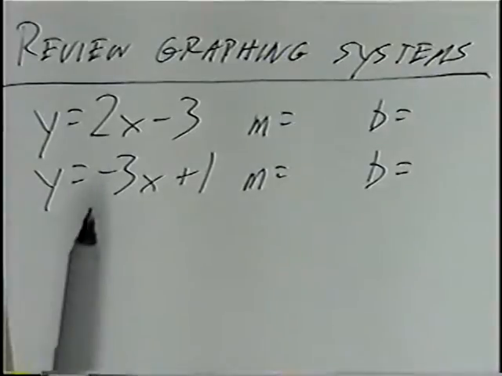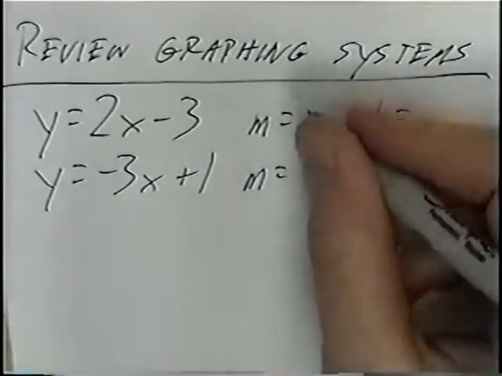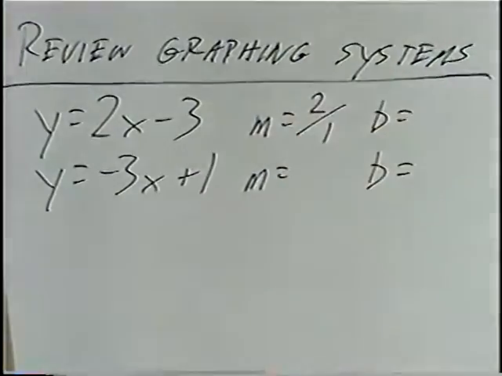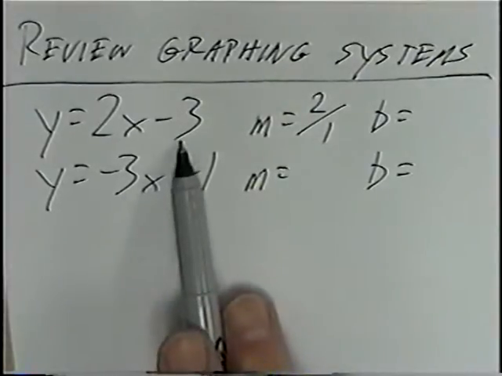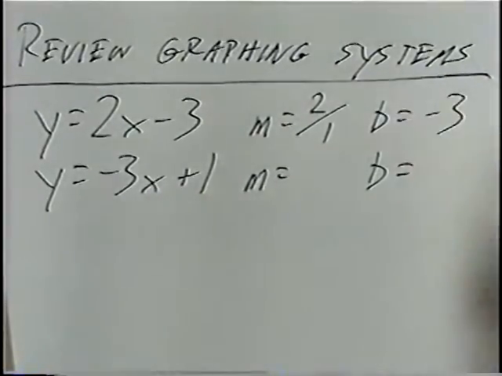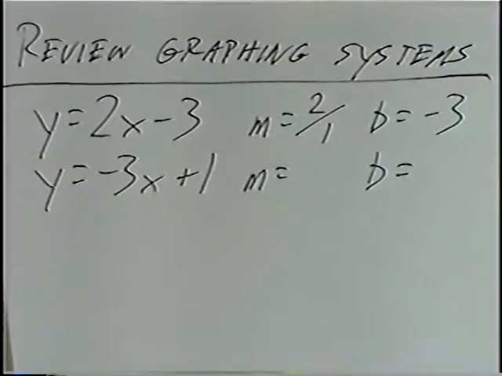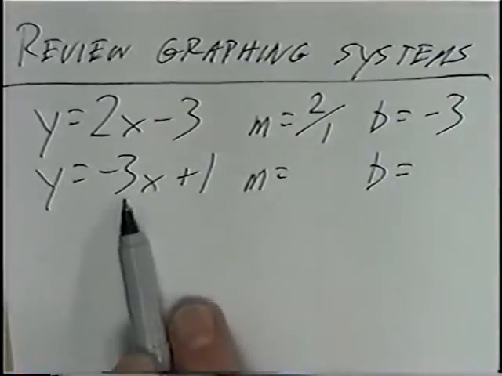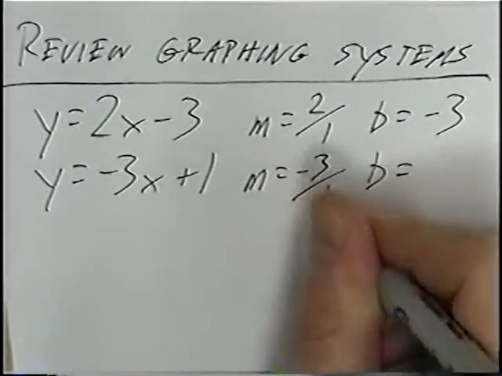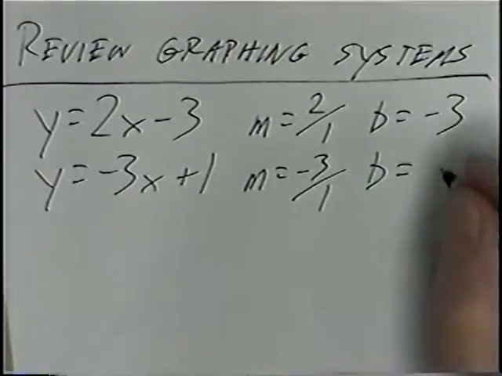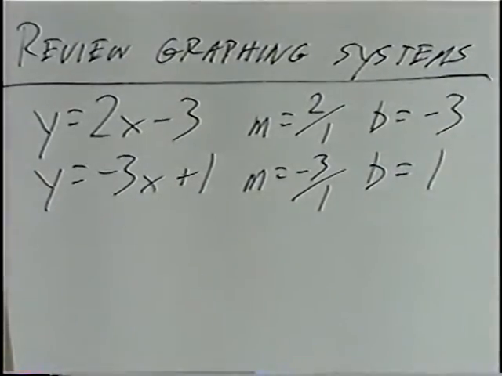The first equation, m the slope, the number in front of x would be 2, or you can have 2 over 1. And the b, the y-intercept, the last number would be negative 3. Second equation, m the slope, would be negative 3 over 1. And b, the last number, y-intercept equals 1.